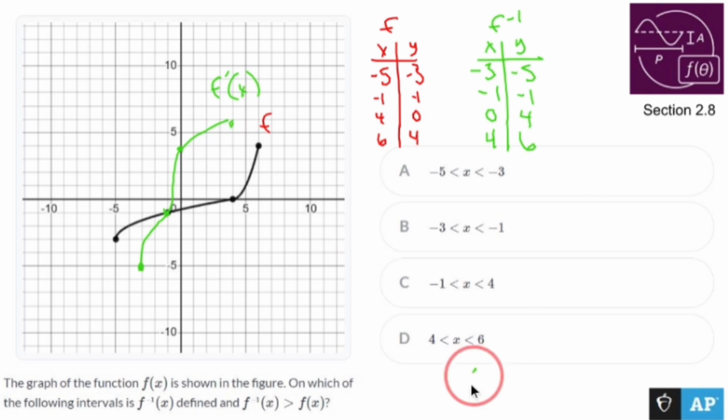So between -1 and including -1, I guess, maybe not including -1. So I'll keep that as a parentheses. In between -1 and regular 4 is going to be C.